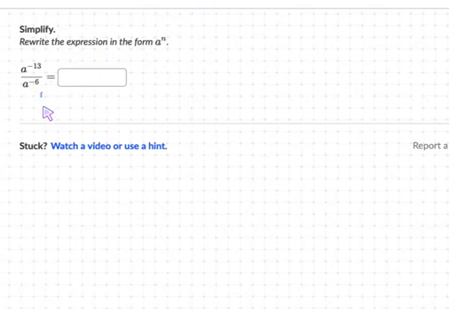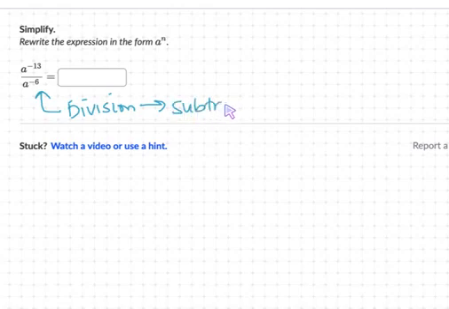All right, I see that this is a division problem with the same bases. So I should remember from a previous lesson that when I'm dividing exponents with the same base, what I'm actually doing is subtracting the powers. And remember, order matters. So we're taking the top minus the bottom.